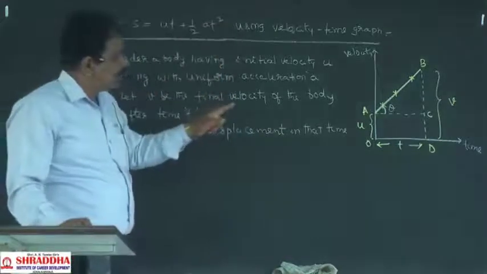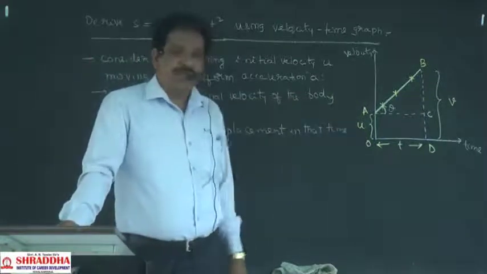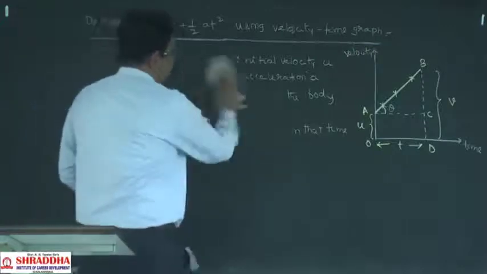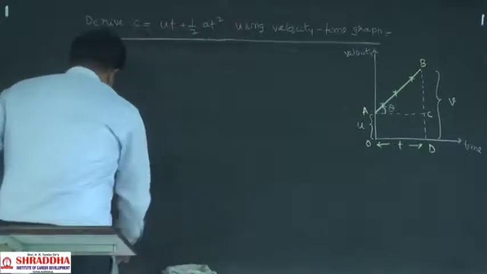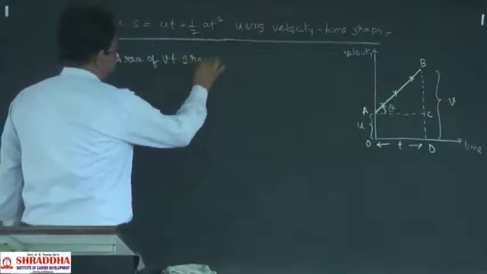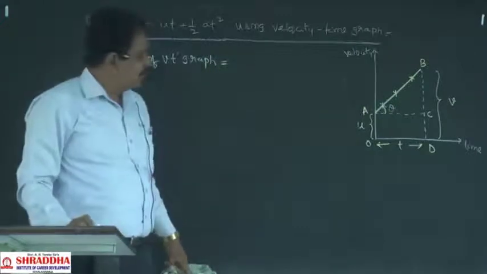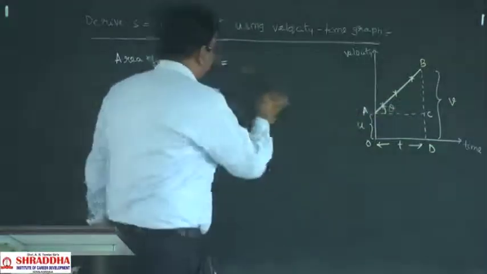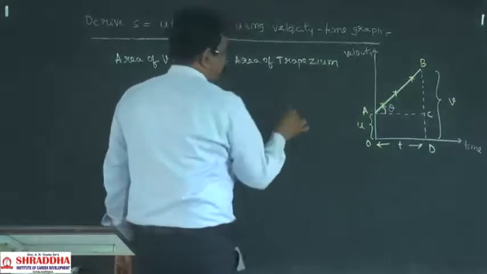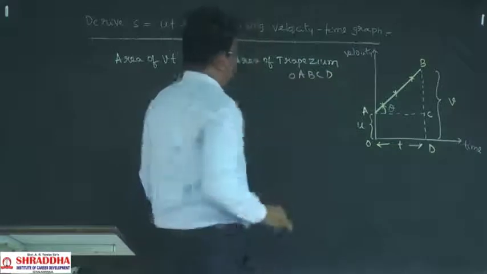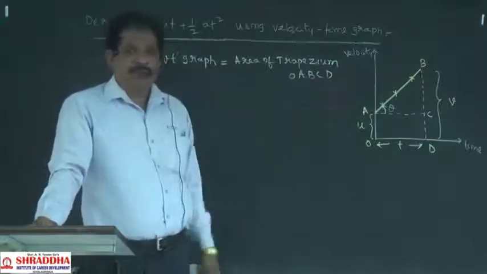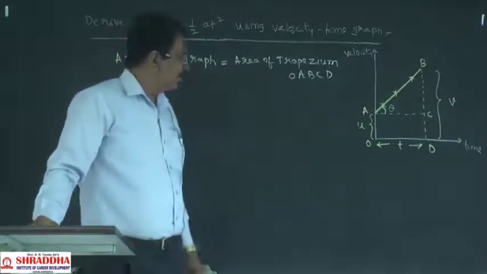Here, we will consider the area under this graph. The area of the graph will be equal to displacement. So the area of the VT graph is equal to the area under the curve, which is the area of trapezium OABCD. Again, I am dividing this into two parts.